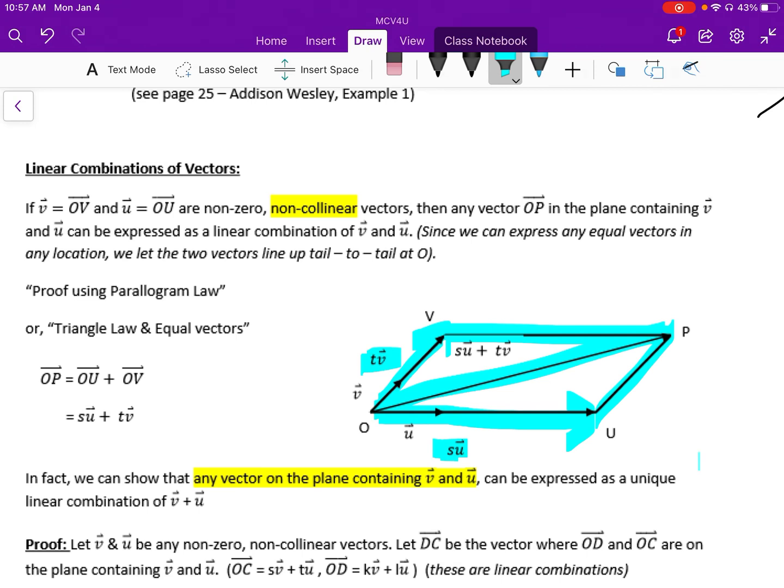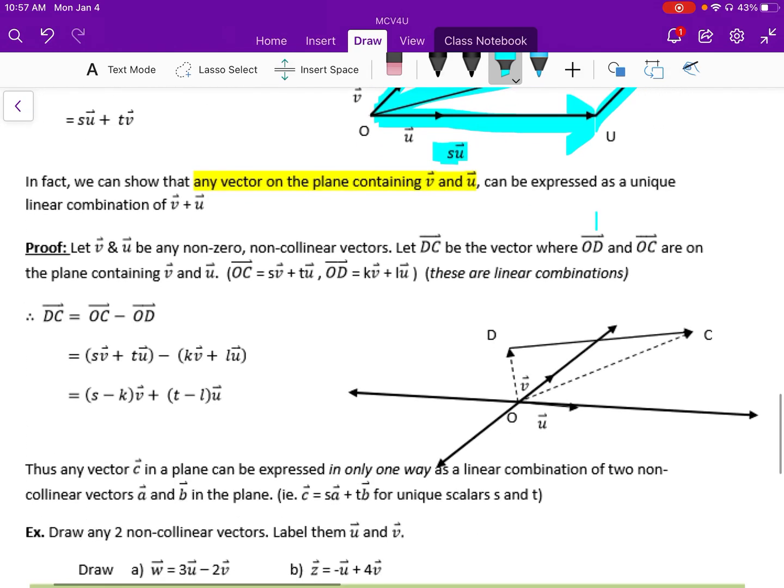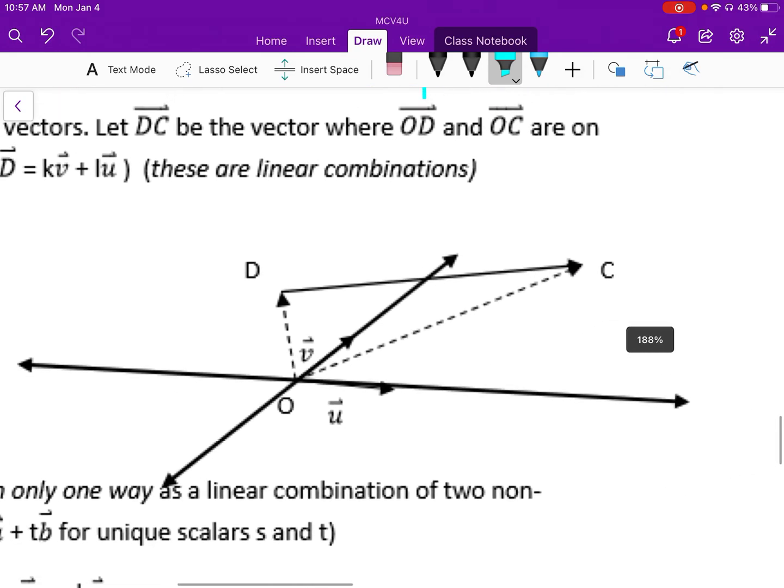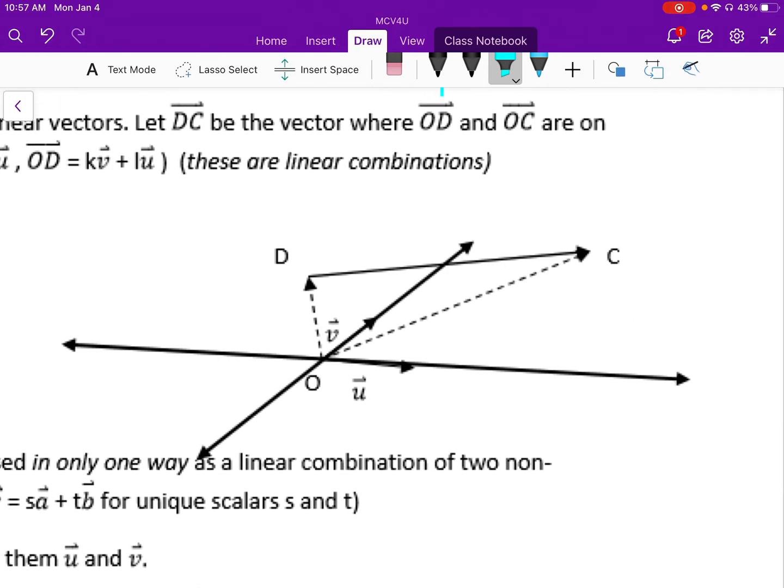Now, what we're going to do is take a look and say that our third vector doesn't have to be at the tail of O. It can be anywhere on the plane itself. And that's what we have in this diagram over here. I just want you to see how we're going to be doing this. The vector itself is DC.